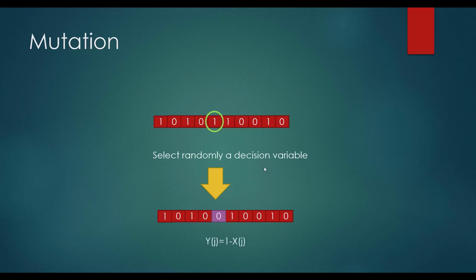In general, if j is the index that is selected randomly, we use this formula here. So yj would be 1 minus xj. What does that mean? It means that we convert any binary variable to the other type of binary variable. So if we have a 1, it is changed to 0, and if we have a 0, it is changed to 1. So let's get back to our code and apply this strategy.